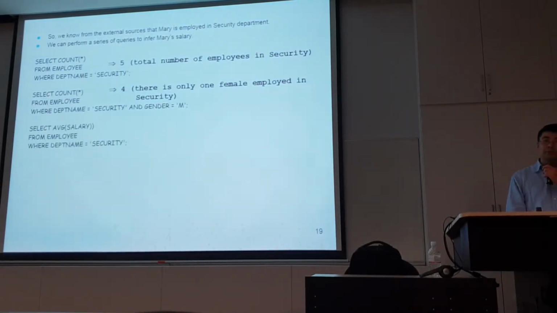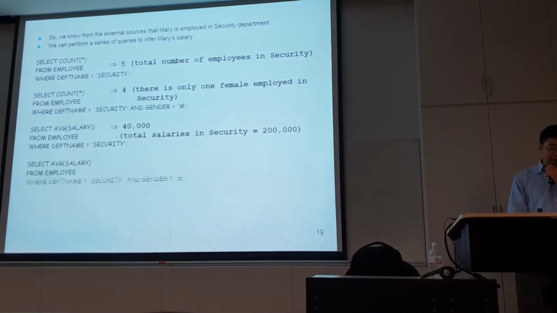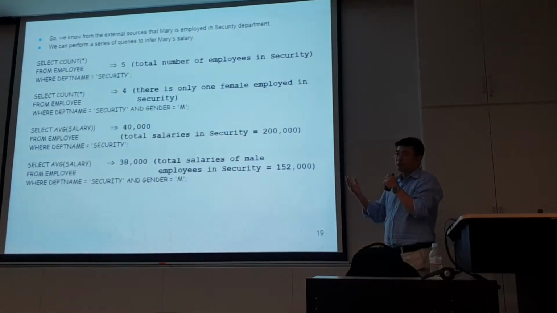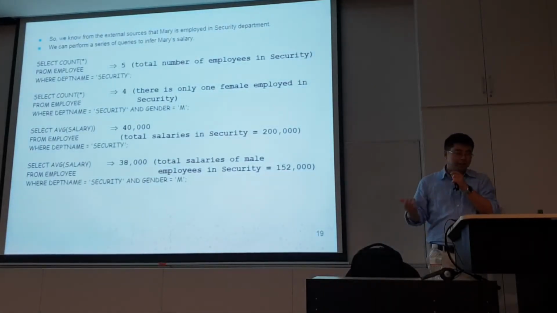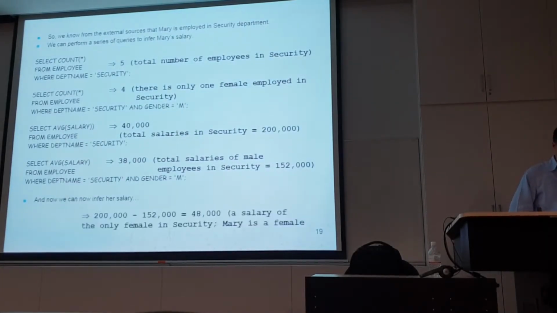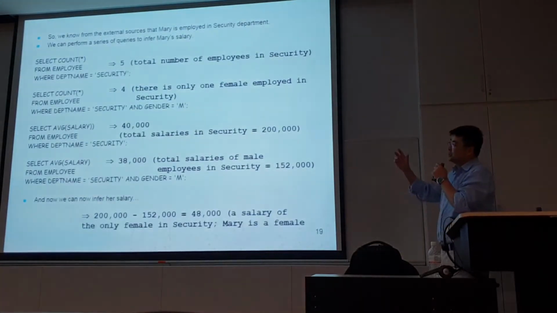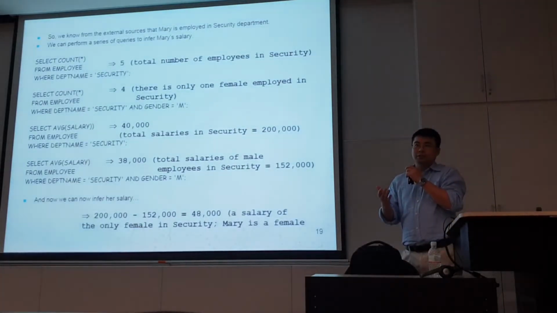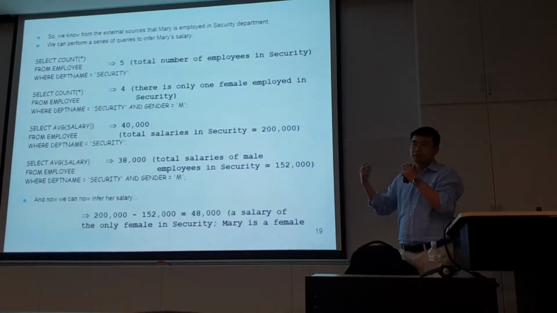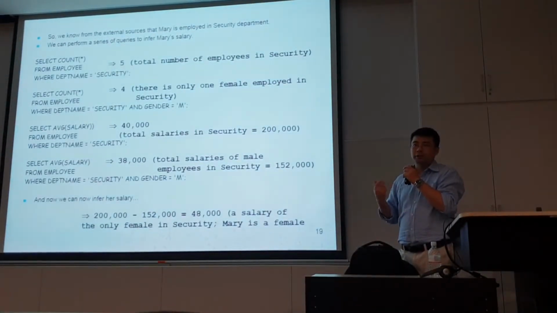Then it's very simple. You can query the average for all the employees, right? And then you can query the average for all the male staff, because all these will be allowed because now the return set contains sufficient records. So in this case, you can easily calculate the salary of Mary, right? Although we specify the lower bound, we can still use all these queries to identify the information. So this is basically a less trivial inference attack.